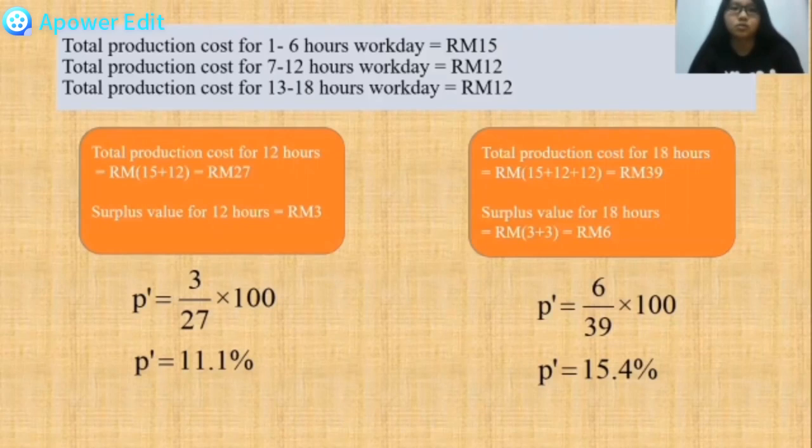Whereas to calculate the total production cost for 18 hours, we add up all the 15 ringgit, 12 ringgit, and 12 ringgit, and we get 39 ringgit. So the surplus value is 6 ringgit, by totaling 3 and 3 ringgit. Then we plug all the figures into the rate of profit formula, where P prime equals 6 over 39 times 100, and we get 15.4% rate of profit.